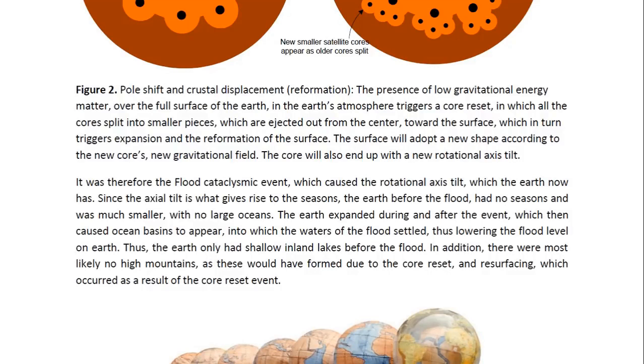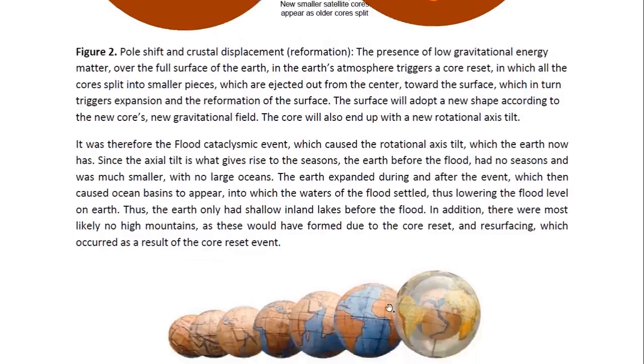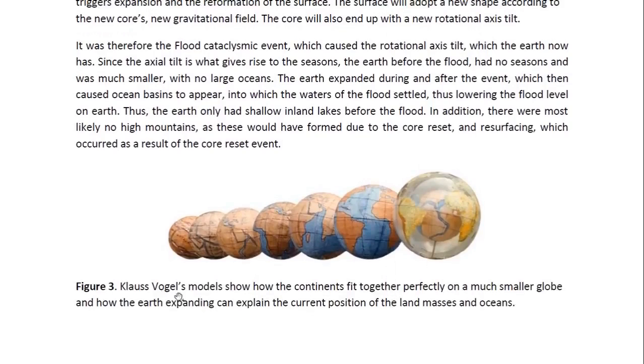In addition, there were most likely no high mountains, as these would have formed due to the core reset and resurfacing which occurred as a result of the core reset event. And this is Klaus Vogel's models, which show how the continents fit together perfectly on a much smaller globe, and how the Earth expanding can explain the current position of the land masses. So this seems to be what the Earth was like.